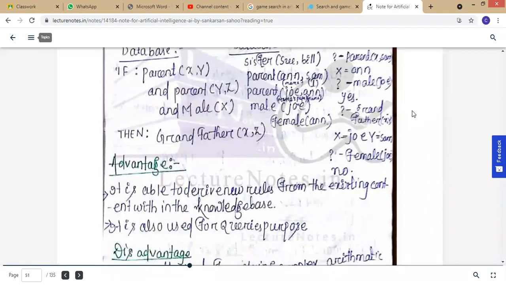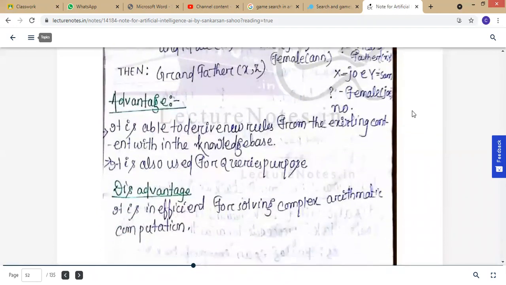Advantages: it is able to derive new rules from existing content within the knowledge base. It is also used for query purposes. Disadvantage: it is inefficient for solving complex arithmetic computations.